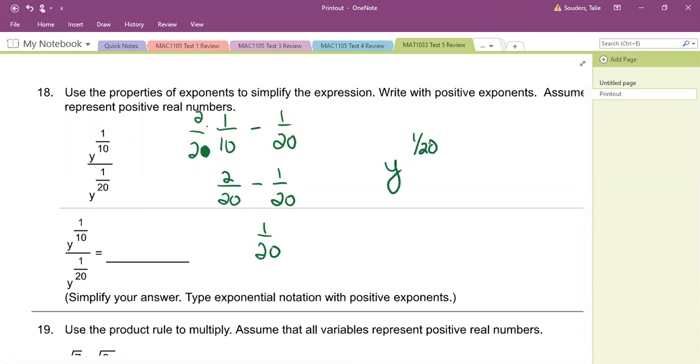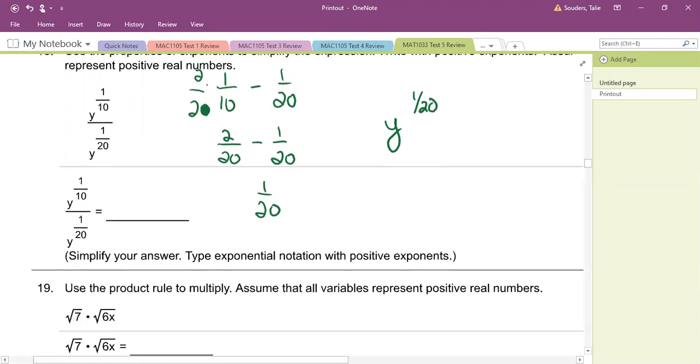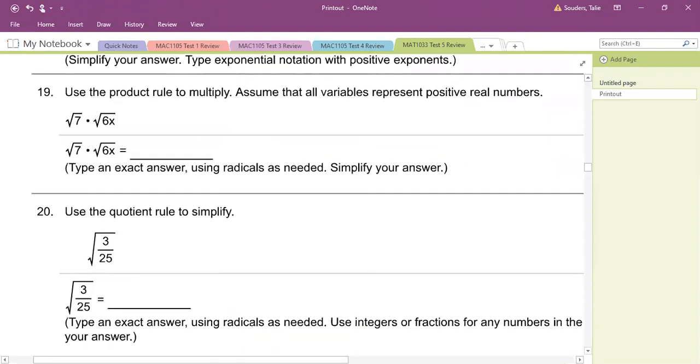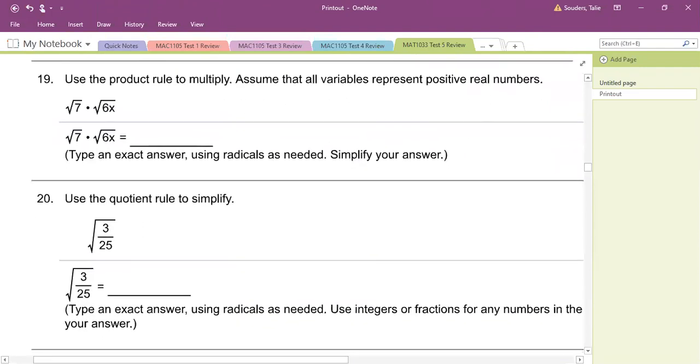So any questions so far? I feel like this chapter starts out with a lot of quick problems, but they use a bunch of different rules. And then it gets into some pretty complicated stuff by the end, right? So it's an interesting mix.